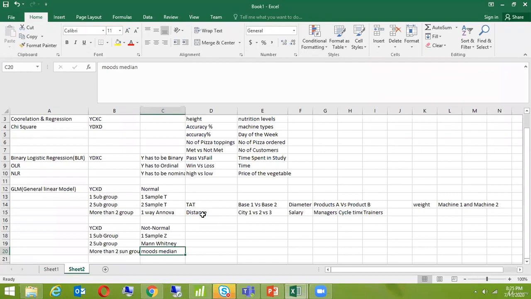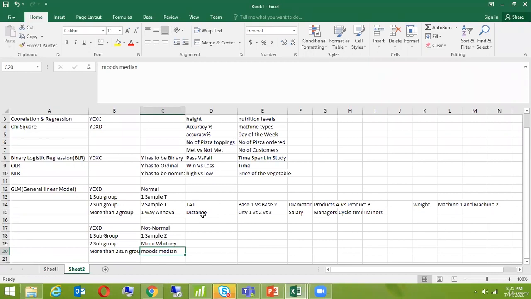Can we measure handling time, high versus low? Very good. So that would be what? That would be 2 sample T, or one-way ANOVA, or either way, Mann-Whitney or Mood's median. That would be 2 sample T or Mann-Whitney. Yes, because it has 2 subgroups.